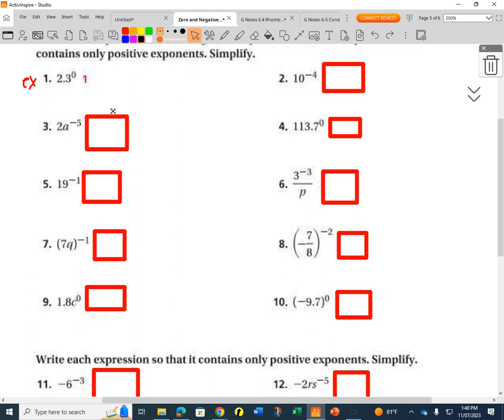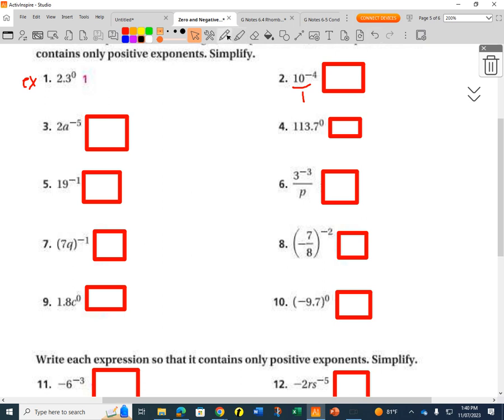All right, let's look at number 2. 10 raised to the negative 4th power. So 10 is the base, negative 4 is the exponent. We had an example like this in our notes, right? The first thing we're going to do is turn it into a fraction, and we can do that just by putting it over 1. Now what are we going to do with that next? Flip it and write it as a positive.